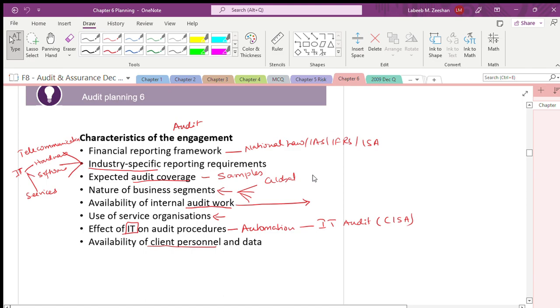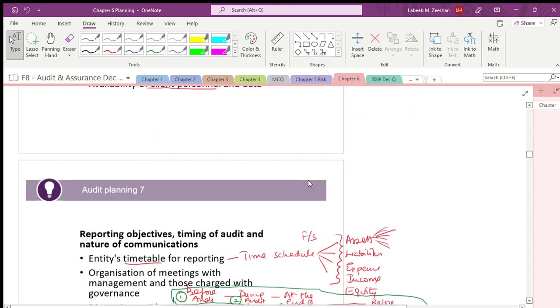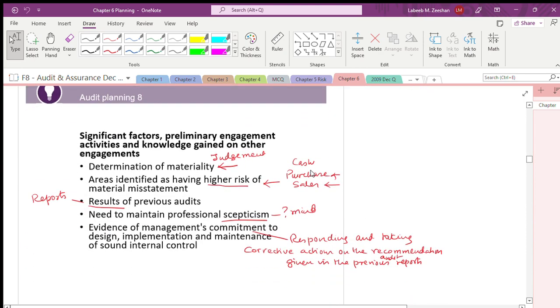What is the financial reporting framework, what industry-specific things do we have to consider, what is the audit coverage, what are the business segments, how much internal audit work is done, is there a survey, what are the service organizations, and do we need any help from others? Is it right? What are the IT procedures and the clients' personal data? Communication of the third parties, we are determining the materiality, is it right?